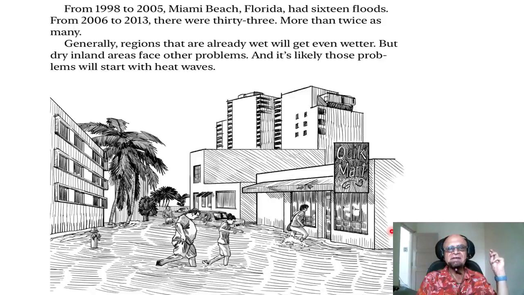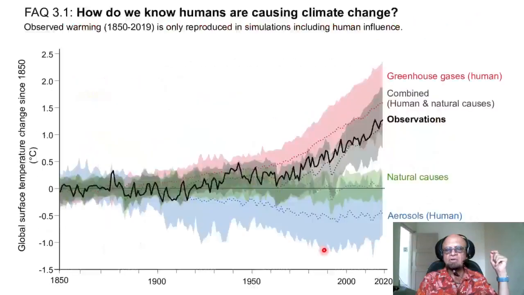From 1998 to 2005, Miami Beach, Florida had 16 floods. From 2006 to 2013, there were 33 floods in Miami Beach, Florida, more than twice as many. This is an indication that things jumped, and then you have to go back and show that in a world where there were no human beings making any change.